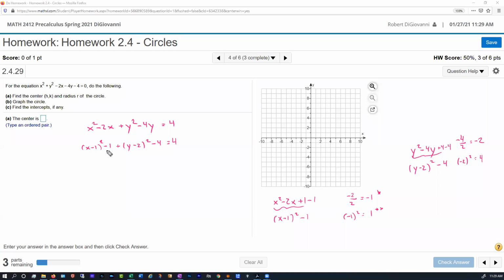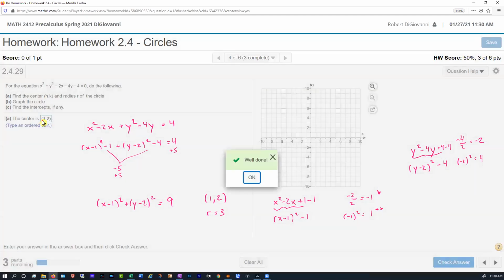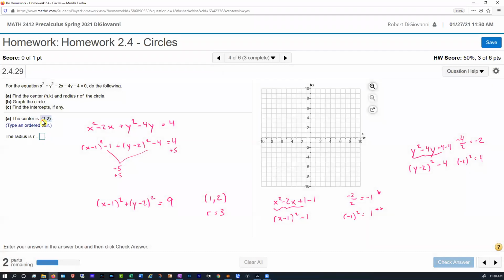I can put the -1 together with the -4 to give me -5, and then I add 5 to both sides. And that'll give me a 9 on the right. It'll give me x minus 1 squared here, and then y minus 2 squared. So the center of this is 1, 2, and the radius is 3. All right, so here we go. Center is 1, 2. The radius is 3.